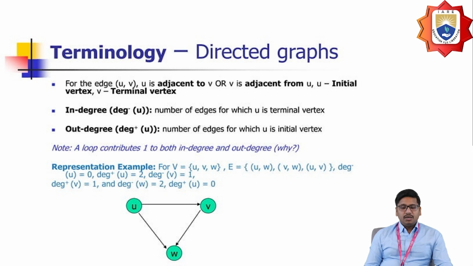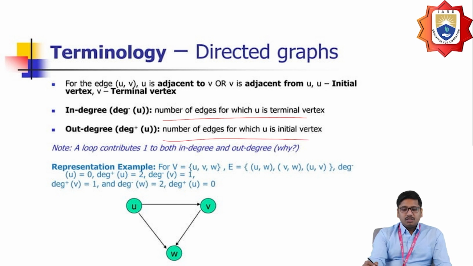The next one is the directed graph. For each edge, you come up with adjacent vertices. In degree means the number of edges for which the vertex is the terminal vertex, and out degree the number of edges for which it is the initial vertex. The number of edges that are entering the vertex is considered the in degree, and whenever an edge is leaving from the vertex, that is called the out degree.